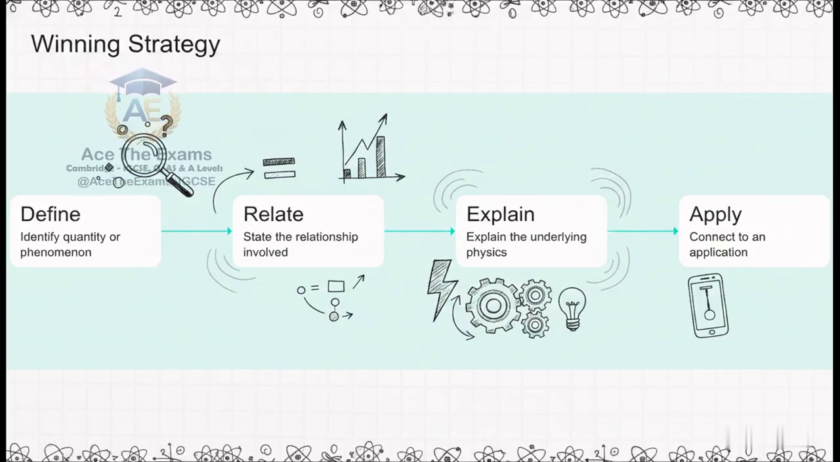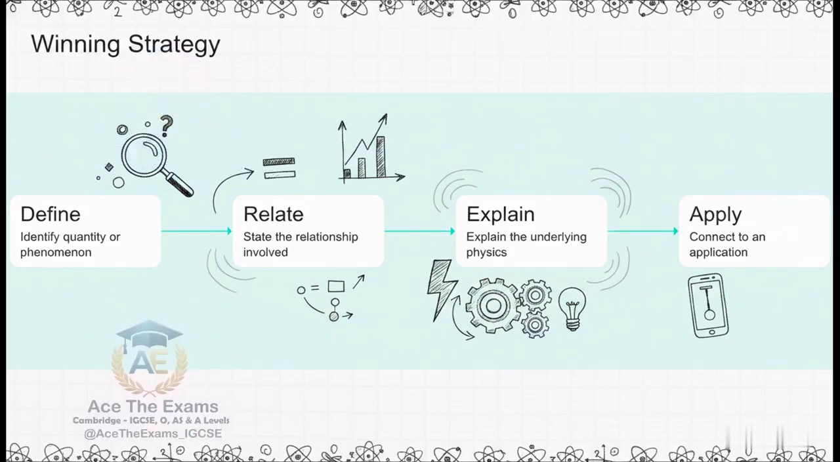Step 4, connect to application. Tie it all back to an observation, an experiment, or a real-world device mentioned in the prompt. If you structure your response using these 4 linked steps, you leave literally no room for the examiner to deduct points. You've boxed them in.